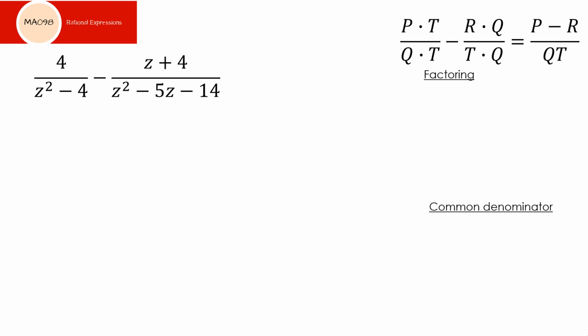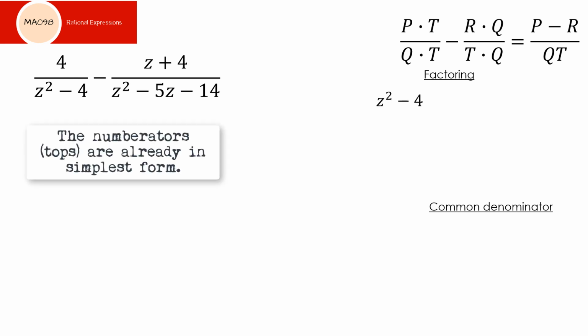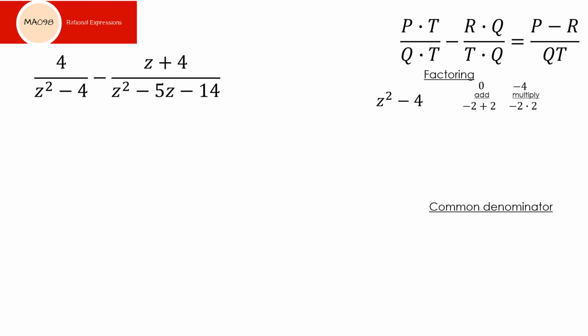So for this one, the first thing we'd have to do is factor the denominators. Z squared minus 4, we're looking for things that multiply to negative 4 that add to 0. Well, that's negative 2 plus 2. So z squared minus 4 factors into z minus 2 times z plus 2. Z squared minus 5z minus 14, we need to find numbers that multiply to negative 14 that add to negative 5. We end up with z minus 7 times z plus 2. So let's substitute those in.